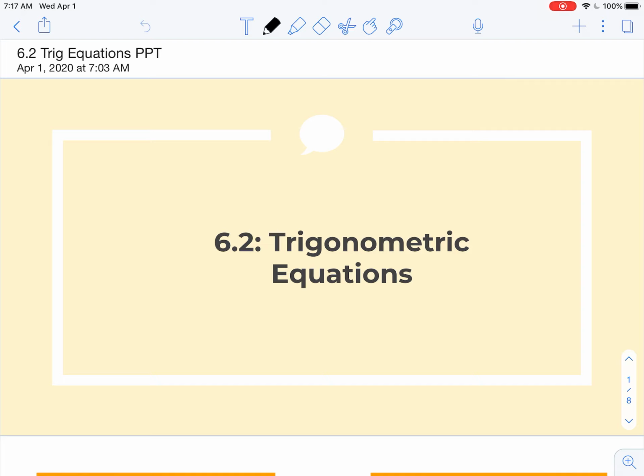So today we're going to focus on learning how to solve a variety of trig equations, and I'll try and go over a few common cases that we will tend to see.